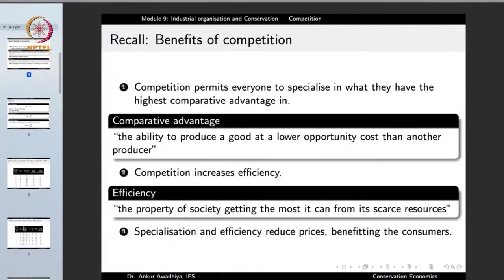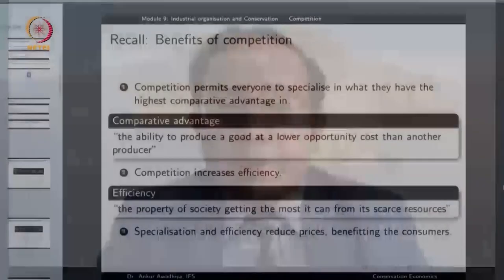And we also saw that competition is beneficial because it permits everyone to specialize in what they have the highest comparative advantage in. And comparative advantage is the ability to produce a good at a lower opportunity cost than another producer. Now, when people specialize and produce things in a way that they have the highest comparative advantage, in effect, it brings down the prices. So it increases the efficiency because different people have a comparative advantage in doing different things. And through the specialization, people do what they have the highest comparative advantage in. So in effect, it brings down the prices for everybody.